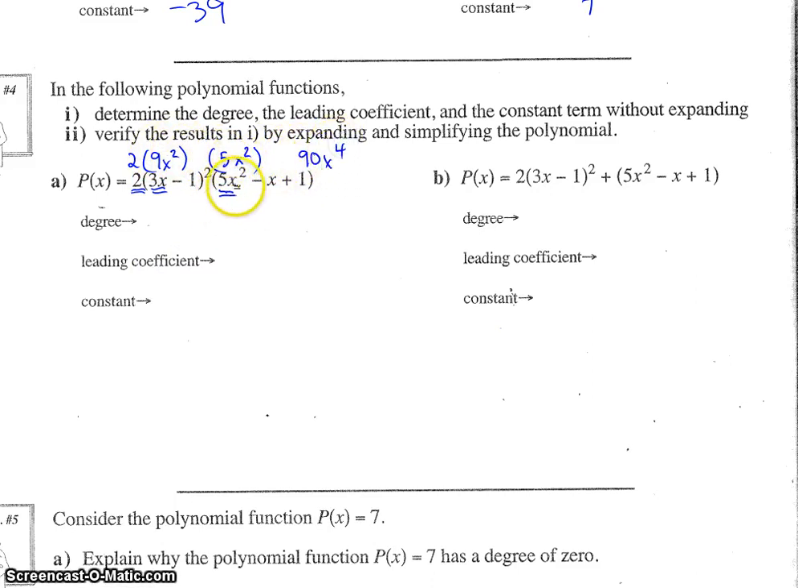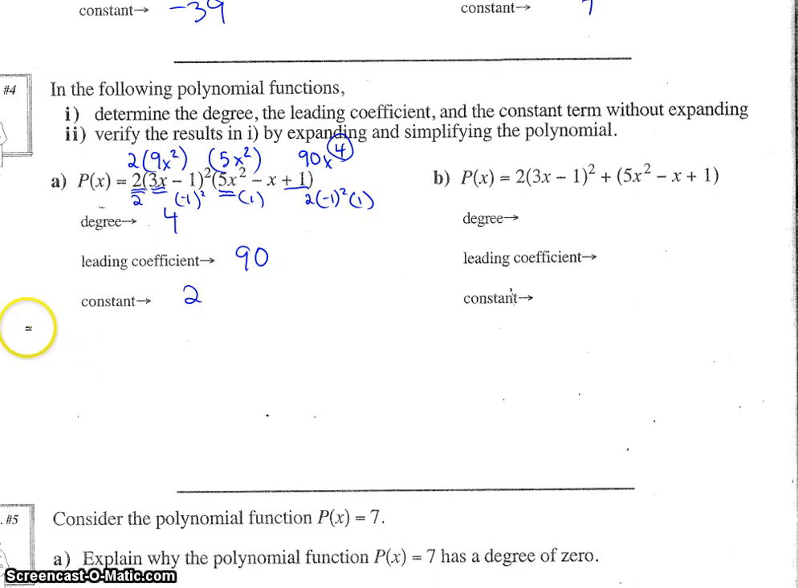So I took the highest degree in each factor. This one needed to be squared, and then times 2, and that means our degree is 4, our leading coefficient is 90. Our constant term, now that's a little bit trickier. We have to once again take this 2 times negative 1, and we're squaring it, so positive 1. I could show it being squared. And then times this constant term, so times 1. So it's 2 times negative 1 squared times 1, which is going to be equal to 2. And there's our constant term. Kind of a sneaky way to get around expanding it.